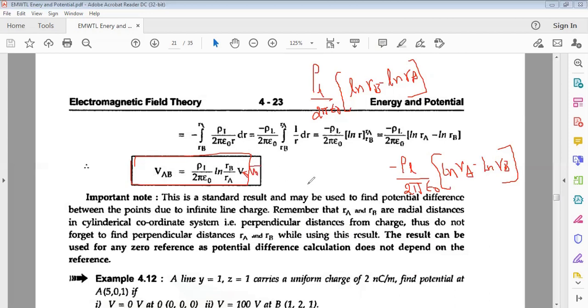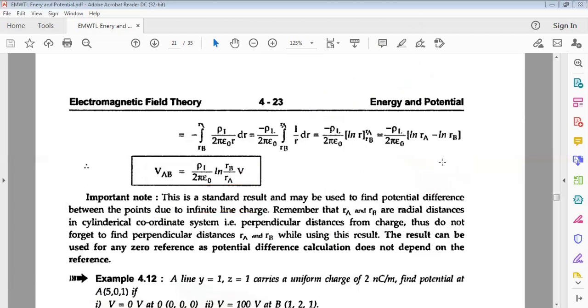This is a standard result and may be used to find the potential difference between the points due to the infinite line charge. The result can be used for any zero reference, as the potential difference calculated does not depend on the reference. Okay, my dear friends.